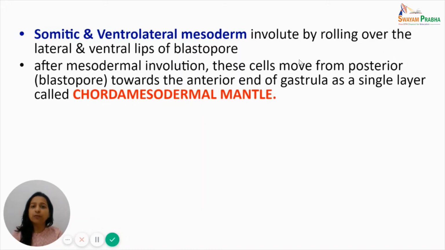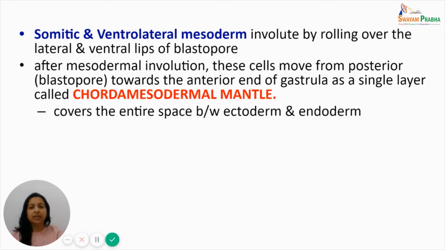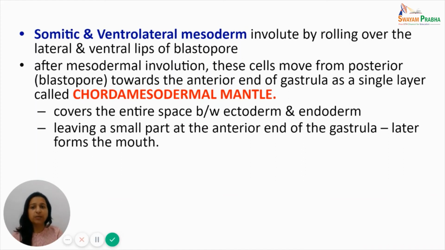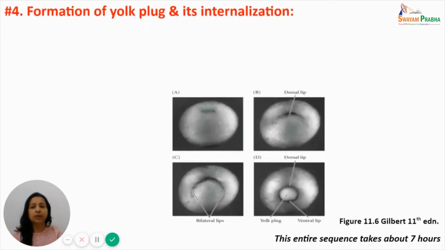After mesodermal involution, that is, after all the mesodermal cells have undergone involution, they will move from the posterior side of the embryo, that is, from the blastopore, towards the anterior end of the gastrula by forming a single layer of cells. And this single layer is known as the chorda mesodermal mantle. This chorda mesodermal mantle is supposed to cover the entire space between the ectoderm and the endoderm, just leaving a small part at the anterior end of the gastrula, which will form the mouth later on.